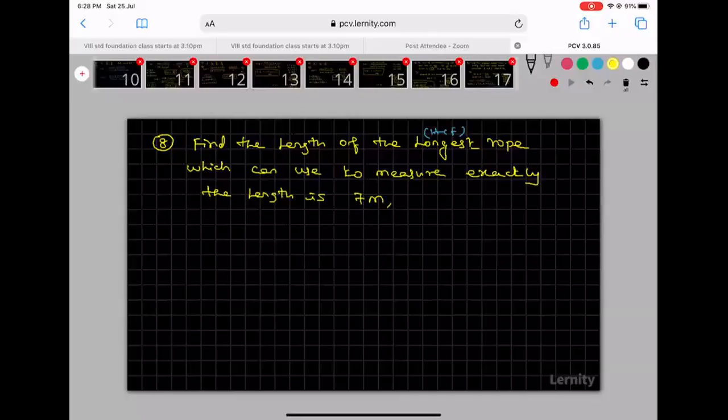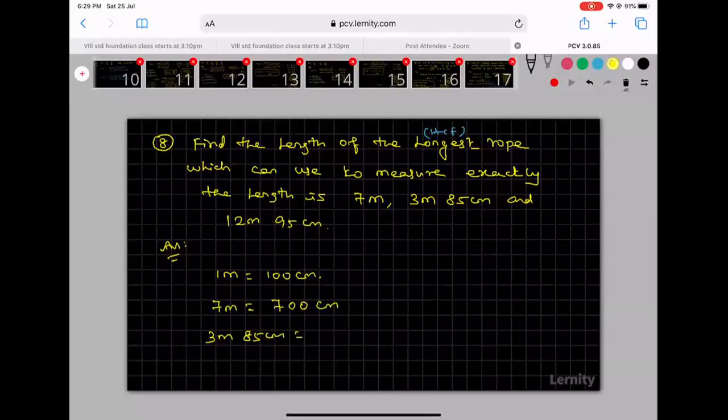7 meter, 3 meter 85 centimeter and 12 meter 95 centimeter. Okay, now I will do the problem. We know that 1 meter is equal to 100 centimeter. Here they are given 7 meter. 7 meter means I can change this to 700 centimeter. 3 meter and 85 centimeter means I can change this as 300 plus 85, so I can write this as 385 centimeter.